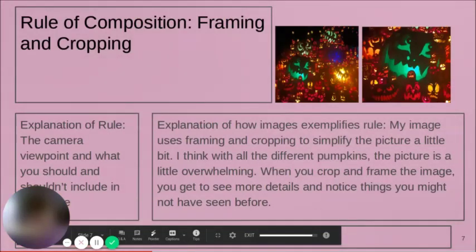Object framing and cropping. The explanation of framing and cropping is the camera viewpoint and what you should and should not include in the frame. My images use framing and cropping to simplify the picture a little bit. I think with all the different pumpkins, the picture is a little bit overwhelming. When you crop and frame the image down, you get to see more details and notice the things you might not have seen before.